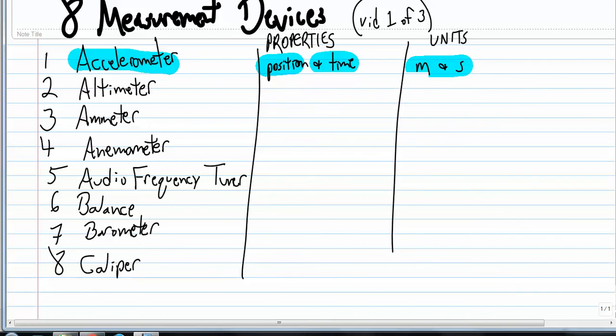Next, altimeter. This one's kind of a weird one. An altimeter is something that you would use if you want to know how high up in the air you are, like you're jumping out of an airplane. So that measures height, which is a position in the y dimension. But really, what's going on inside an altimeter, unless it uses a nice fancy GPS, is it's actually measuring pressure.